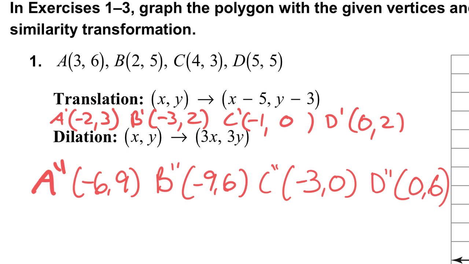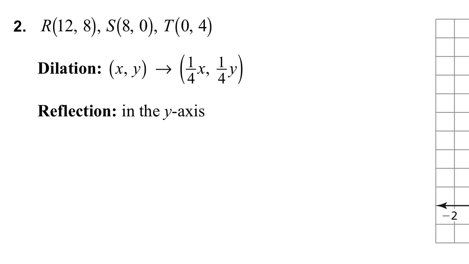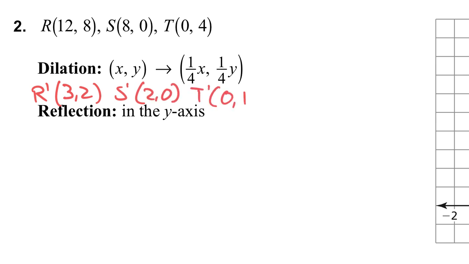Let's go down to number 2. We have 3 points of a triangle here. So let's first apply the dilation that we see. 1/4 means you can multiply by 1/4 or divide by 4, however you want to think about it. So R prime is going to be 3, comma 2. S prime is going to be 2, comma 0. And then T prime is going to give me 0, comma 1. So those are the results of multiplying every number by 1/4 or dividing it by 4.